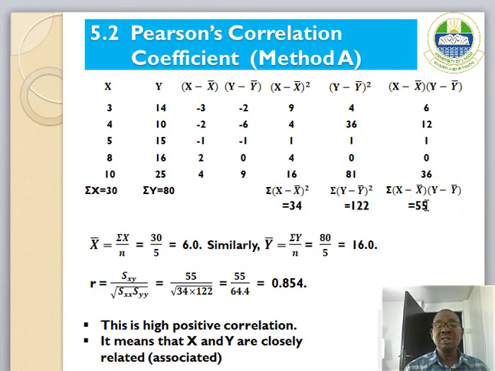Then to calculate the correlation coefficient, all you need now is bring these values into this place. SXX is 34 and SYY is 122. You plug these figures in here, then find the square root of this product, then use it to divide this. We have this. That is Pearson's correlation coefficient. You will see that this is high positive correlation, meaning that X and Y are highly positively correlated.